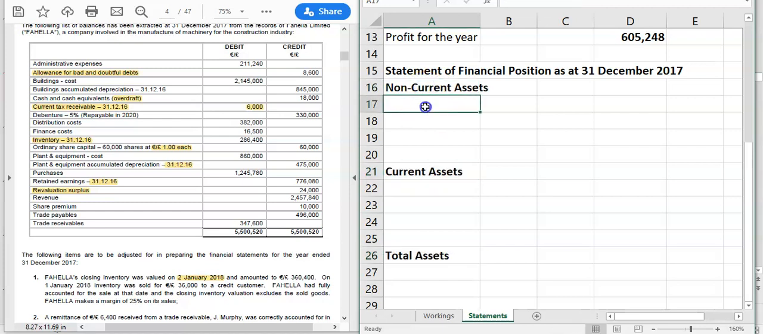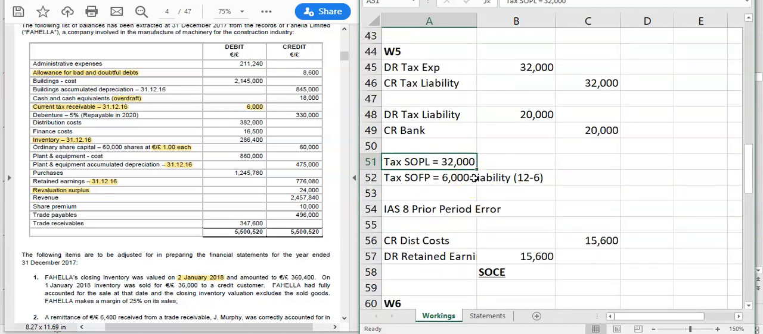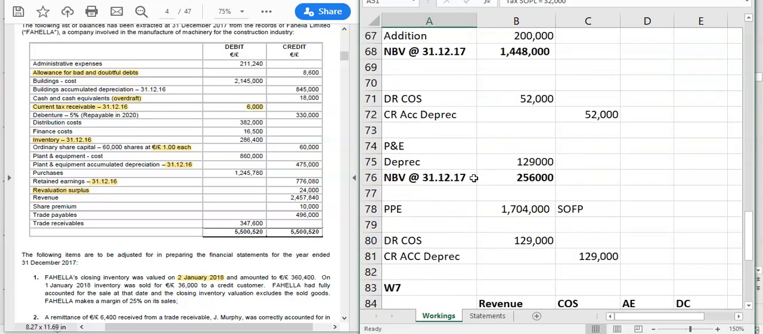There will be marks going for layout as well. So here you have PPE. We've done this already as a working. That makes it a bit easier. And that's why I always say try and do those little subtotals at the end of each working. Makes the finishing of the financial statements a lot quicker.